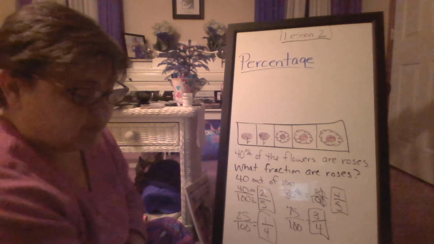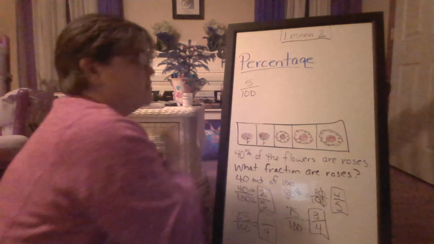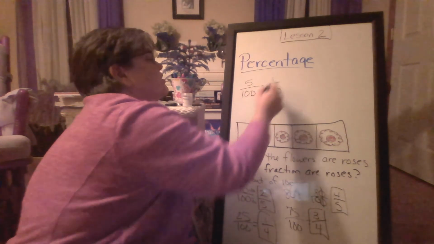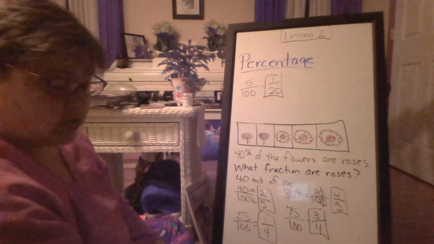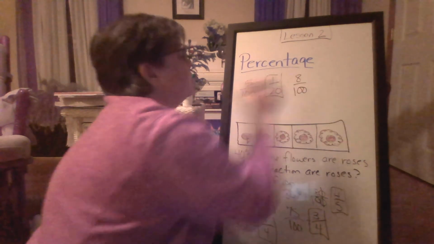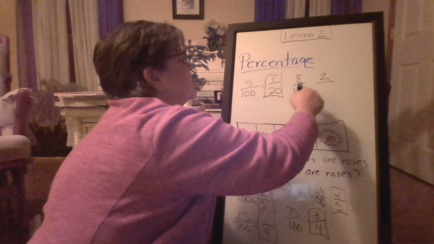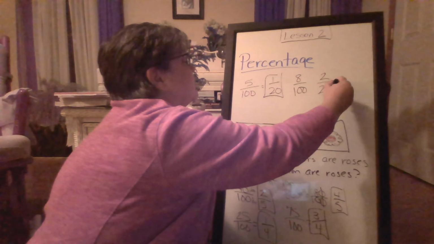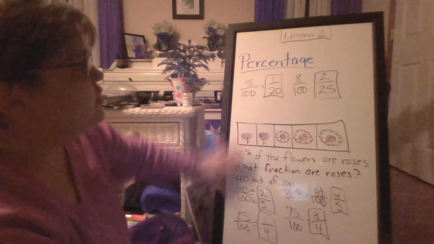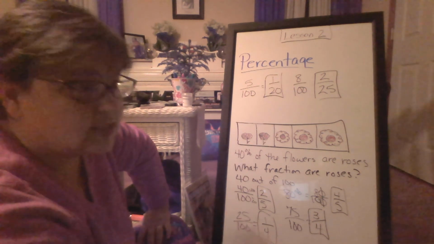Okay. Let's do a couple more. 5%. 5 will go into 5 one time. 5 will go into 100 20 times. So that's 1/20. Next, 8%. I'm thinking 4 will go into both of those. 4 will go into 8 twice. 4 will go into 100 25 times. So that is how you do percentages as a fraction in the simplest form.